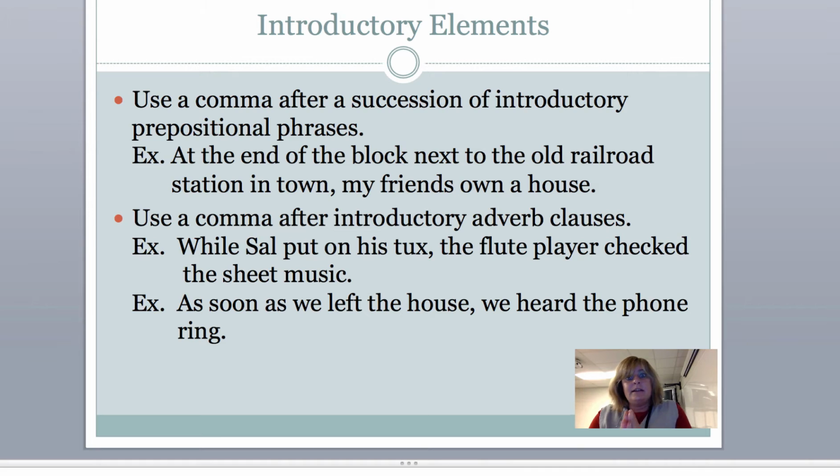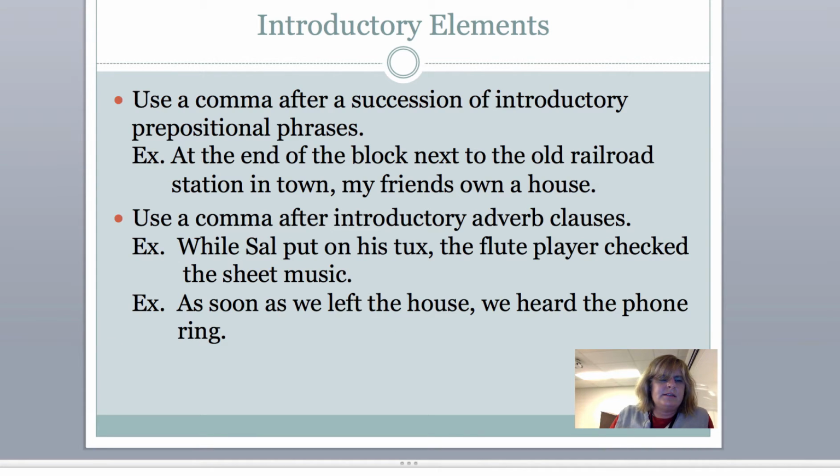And we said last week that subordinate conjunctions, like they're written here at the beginning of the sentence: while Sal put on his tux, comma, the flute player checked the sheet music. Needs a comma after that because it's at the beginning of the sentence. Had it been reversed, and the flute player checked the sheet music while Sal put on his tux, you would not need a comma. Put the subordinate clause at the end. Same thing as the last example: as soon as we left the house, comma, we heard the phone ring. Same concept. We heard the phone ring, no comma, as soon as we left the house. So remember those subordinate clauses.